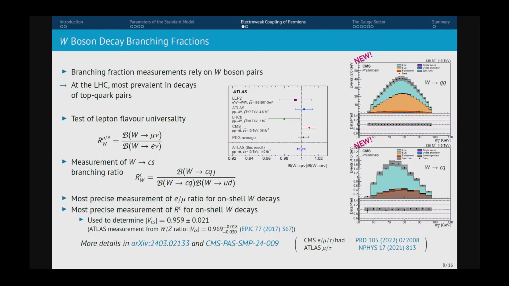Now, CMS has released for ICHEP a new result where they measure the relative branching ratio of the decay to a charm quark relative to hadronic decays. And this measurement is facilitated by using decays of the charm quark to muons. So here in this plot that shows you the reconstructed dijet mass, they tagged charm quarks by identifying a muon inside a jet. And this gives a very pure sample of events shown here. And this ratio then determines this value R_c, which is 1/2 in the standard model if you assume unitarity of the CKM matrix, and the same measurement is also used to determine the CKM matrix element V_cs.